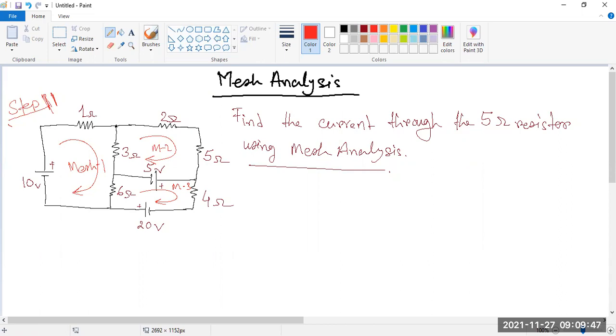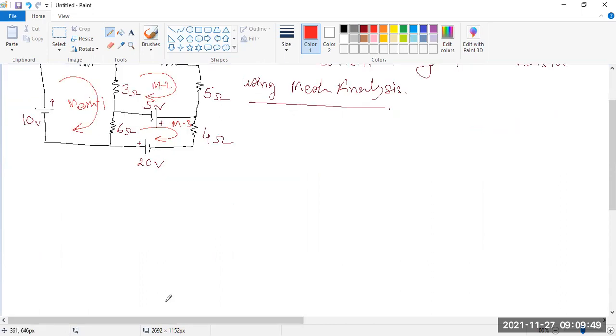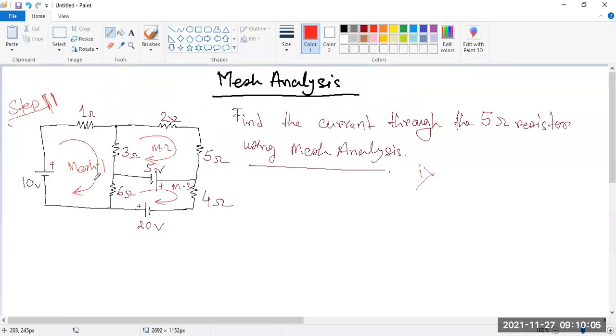Now we are going for step three. So what happens in mesh analysis? I want to write down some tricks, or you can say this is the formula. Identify the meshes and assign a direction to each. These are the unknown currents for each branch, and we have to determine the current through the 5 ohm resistor. This is the 5 ohm resistor.